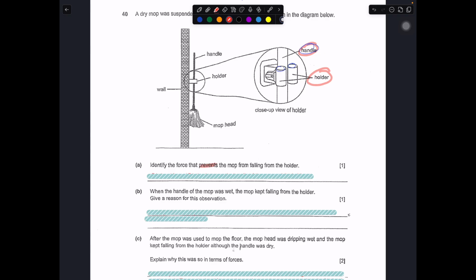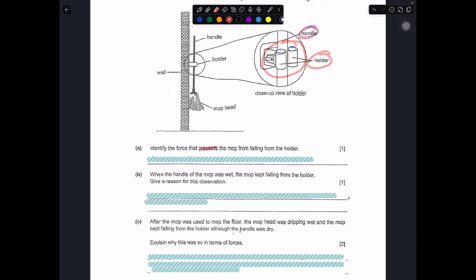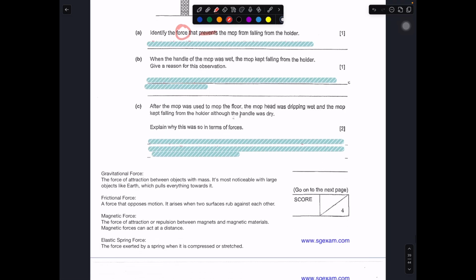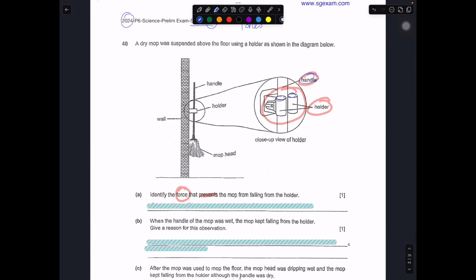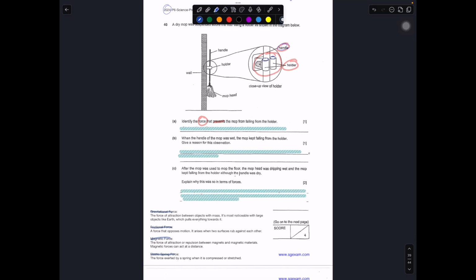The key is you need to identify a force that prevents the mop from falling from the holder. Over here, it seems that the holder is holding the handle of the mop, preventing it from falling down. What are the four forces that you have learned? Gravitational force, frictional force, magnetic force, elastic spring force. Let's eliminate them one by one. There isn't any magnet involved, so no magnetic force. There isn't any spring, so no spring involved.